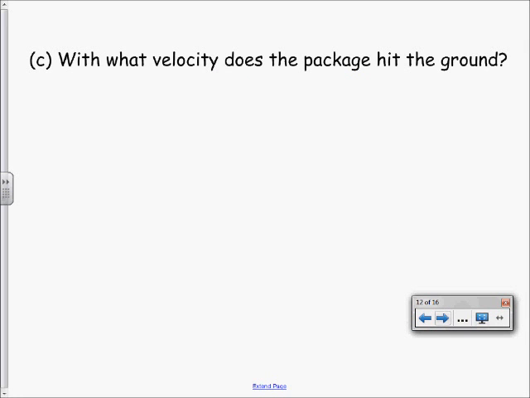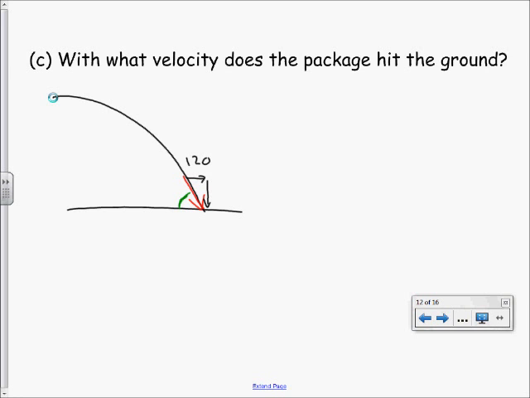Next part of the problem, with what velocity does the package hit the ground? Now be careful here. Here's the package coming down again. When the package hits the ground, it will hit the ground at some angle. And in being asked for the velocity, we need to have our wits about us. We need to be thinking about the angle in here, and we need to recognize that that velocity is made up of two components. That horizontal component of 120 and a vertical component which we don't know yet, but which we could calculate.